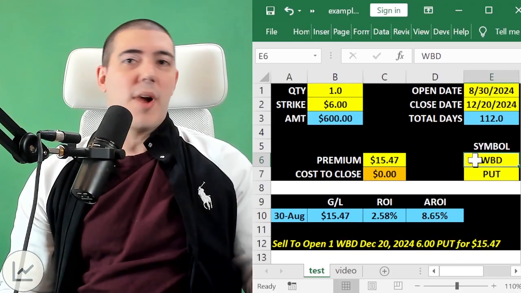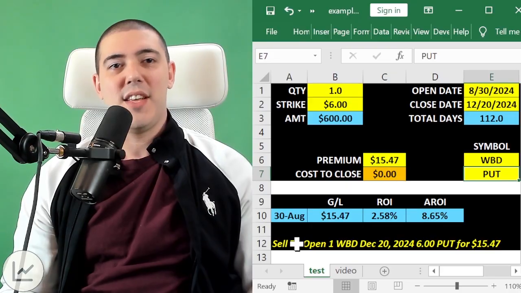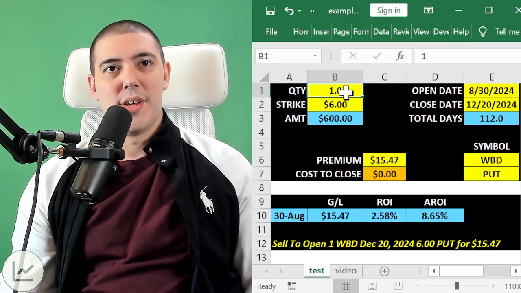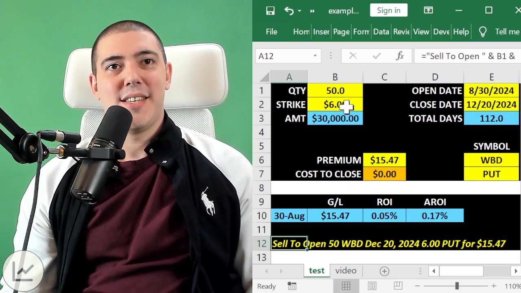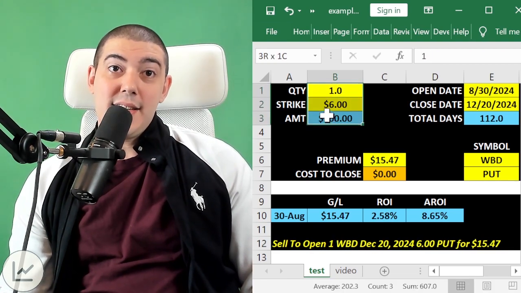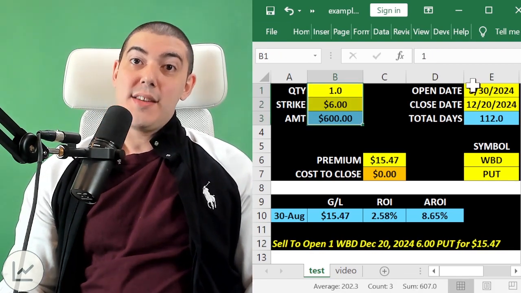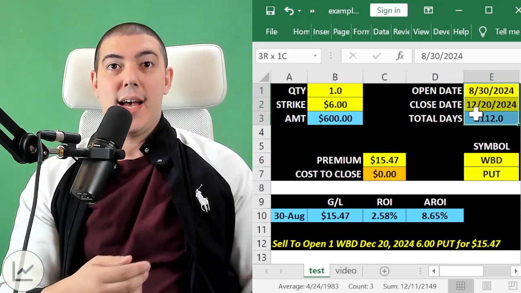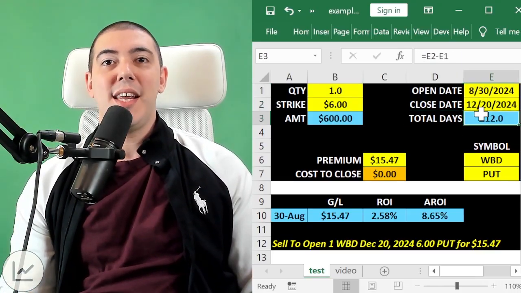Then I just have the symbol, right? And then whether it's a put or a call. I just have these because you'll see it's a cool little, if you didn't notice it already, it changes it. It's pretty cool. So that is the amount side, the capital side. This is the time side, and now we're going to put them together. We needed these two.